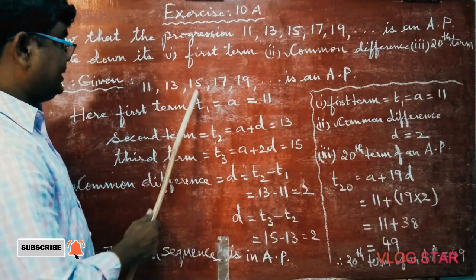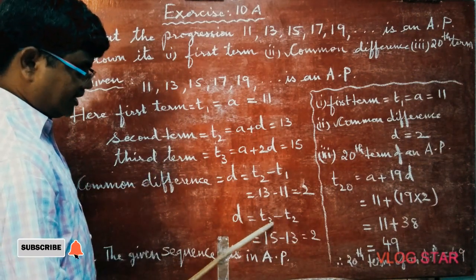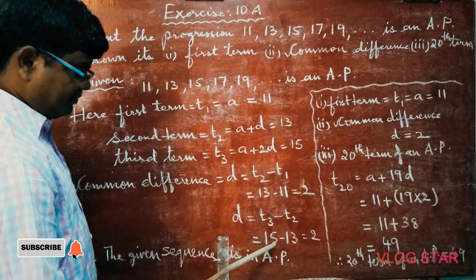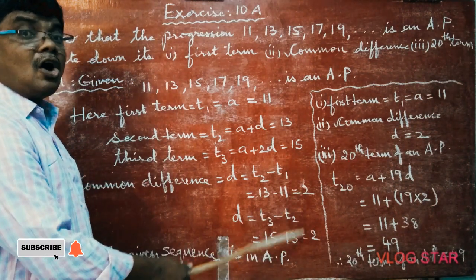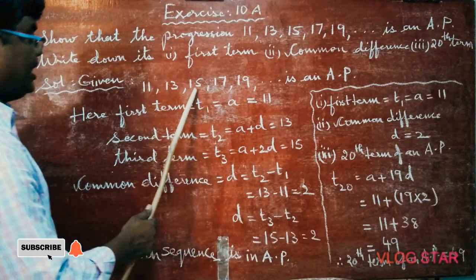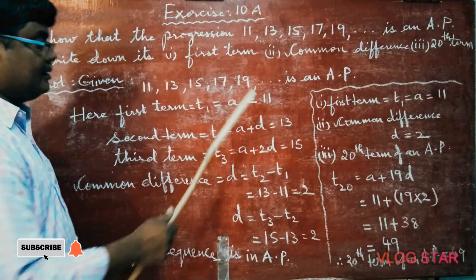T3 minus T2. From the third term you subtract the second term. 15 minus 13 is 2. So the same difference should come. That is called common difference. Not only there, anywhere you check, orally, mentally, in your mind.